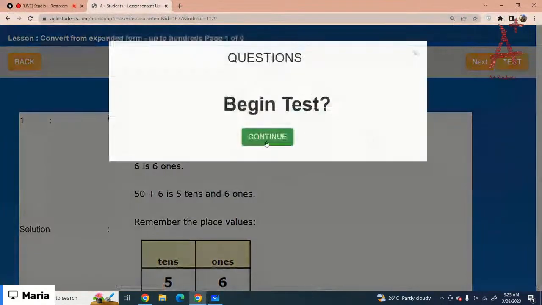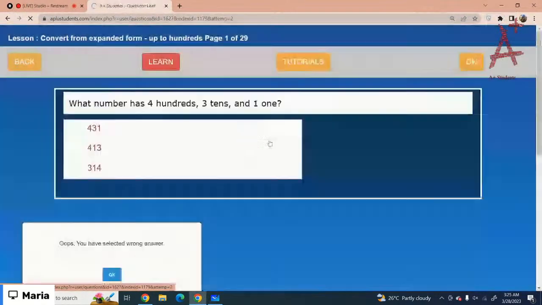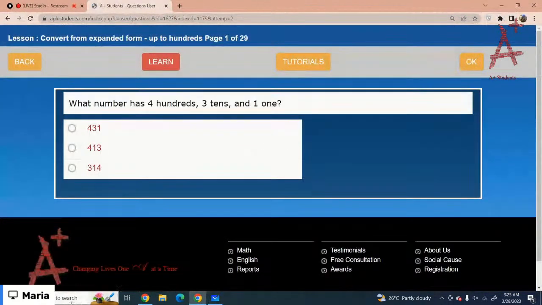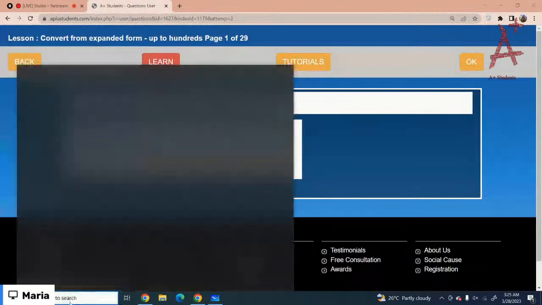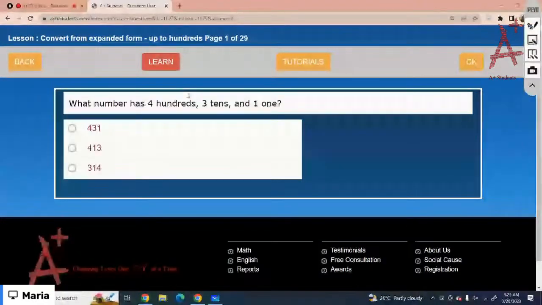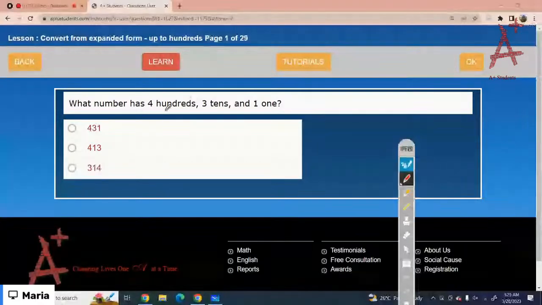Let's just start with the test question. Okay, what number is 4 hundreds, 3 tens, and 1 ones? So you're given 3 options. You need to see which has 4 at the hundreds position, 3 at the tens position, and 1 at the ones position. So which is the correct option?